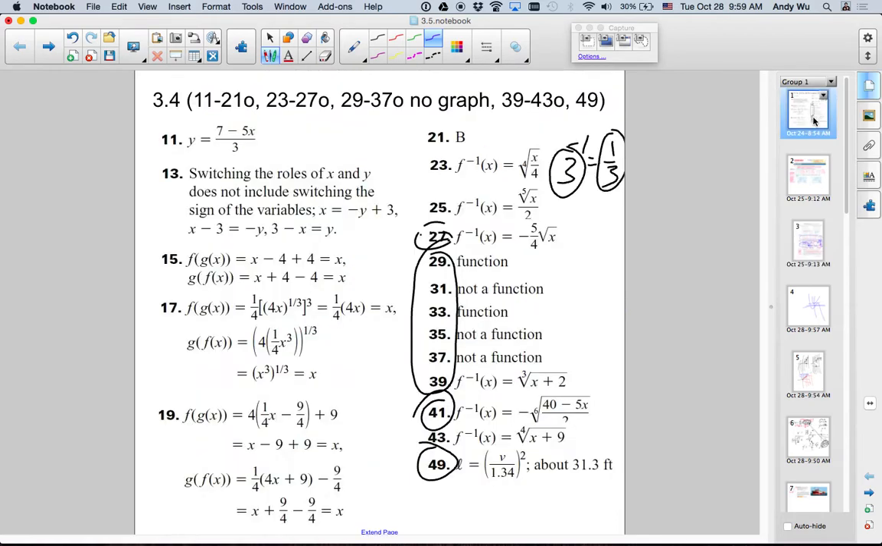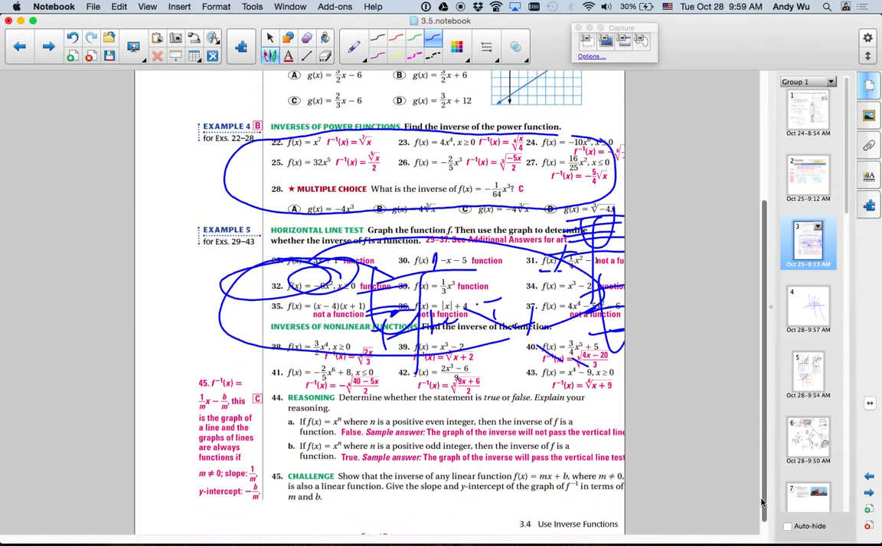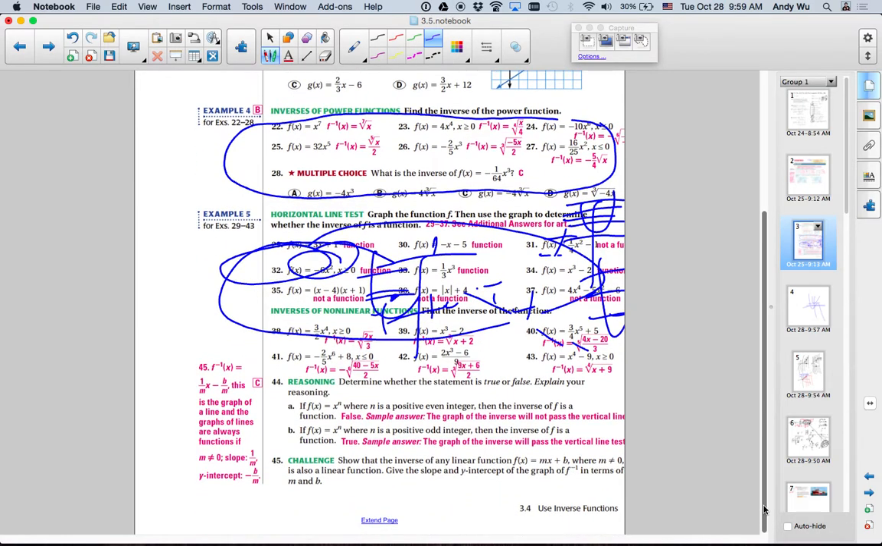And then there's one more, right? 41 and 49. Next page. Oh, no, it's right here. Find the inverse of the function. 41. Is it the same question? Is it about the negative, or is it actually doing the problem? Who needs help on 41? Is it the negative, or is it other things?